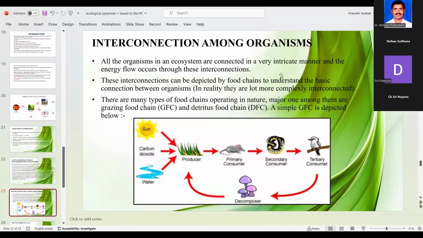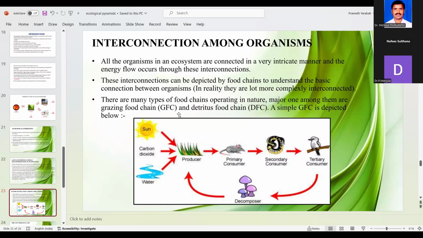So, interconnection among the organisms. All the organisms in an ecosystem are connected in a very intricate manner, and energy flow occurs through these interconnections. These interconnections can be depicted by food chains to understand the basic connection between the organisms. In reality they are a lot more complexly interconnected, but here we are looking at a simple form.